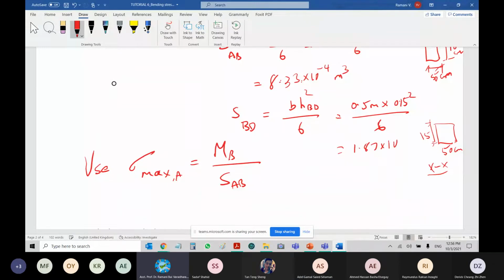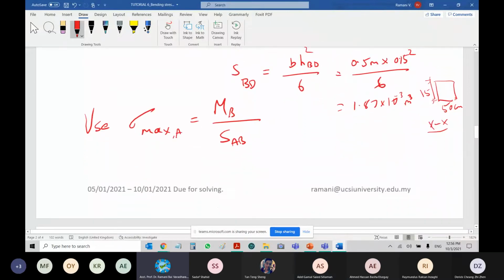1.875 times 10 power minus 3. Okay, correct. Everyone is getting the answer. Okay, you have to make sure. I have found the sectional modulus.